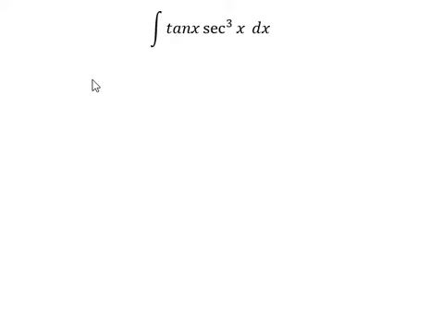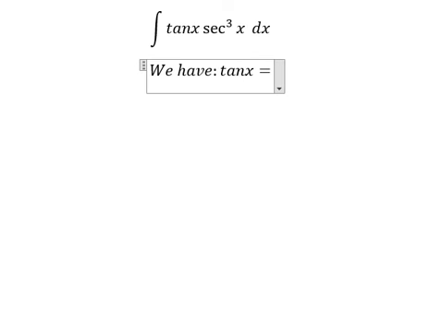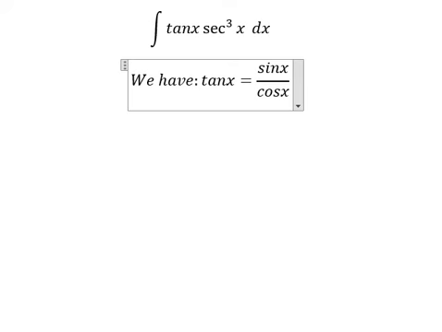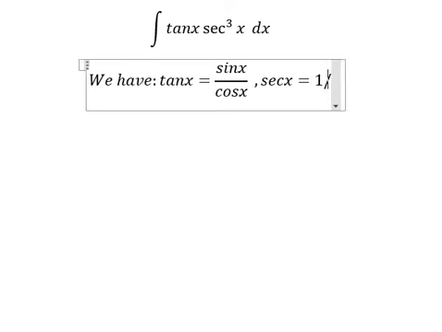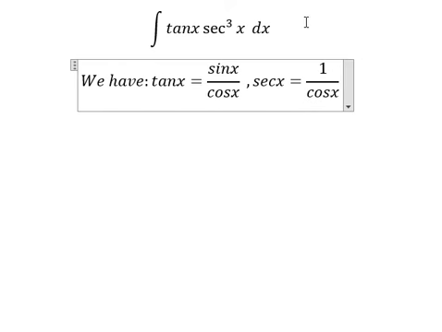The topic today is about integration. So now I will show you how to answer. We have the formula in here. That is about tan x equal to sin x over cosine x. And secant of x, we have 1 over cosine x.